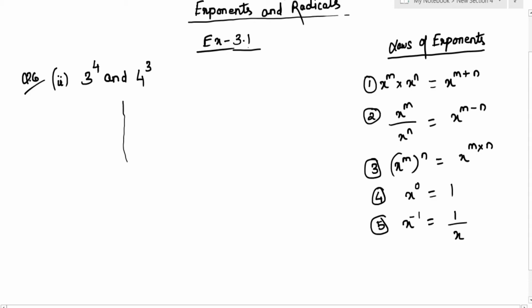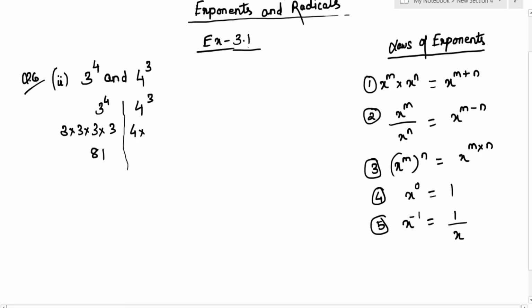Number dekh ke aapko nahi sochna hai ki kaun bada hai kaun chota hai, aapko calculate karke dekhna hai. So first we'll calculate what is 3 to the power 4 and what is 4 to the power 3. That is 3 into 3 into 3 into 3. Now you know that 3 times 3 is 9. So 9 into 9 will be 81.